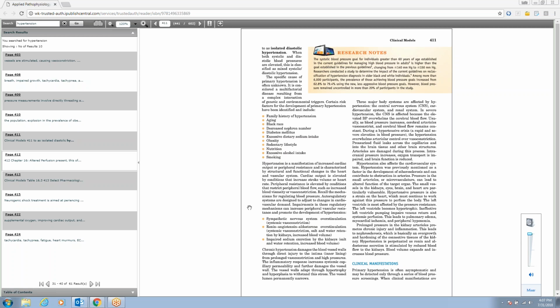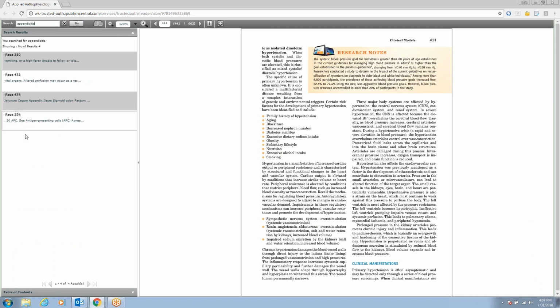Okay. Well, I just got a phone call from my brother, and he's having surgery tomorrow for appendicitis. So let's look for appendicitis. Because I really want to know more about that because, as the family nurse, they're going to be calling and asking me all about appendicitis. It's got four pages of it. So let's see where the most of appendicitis is.